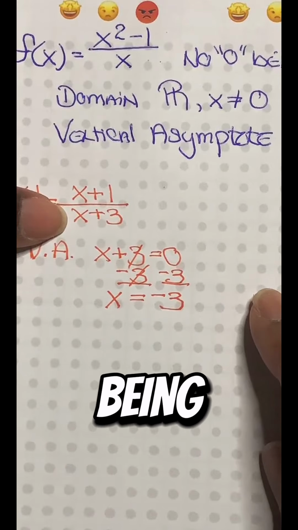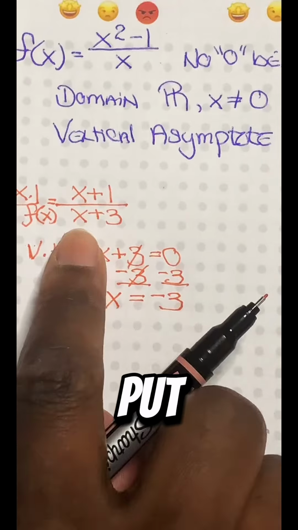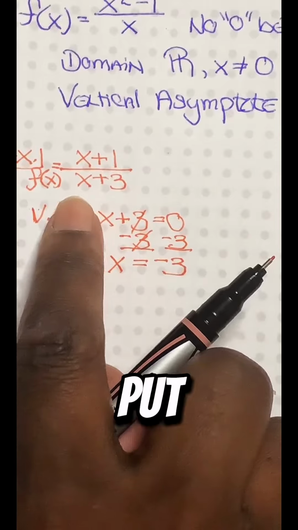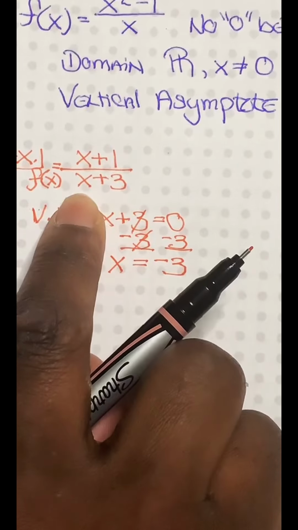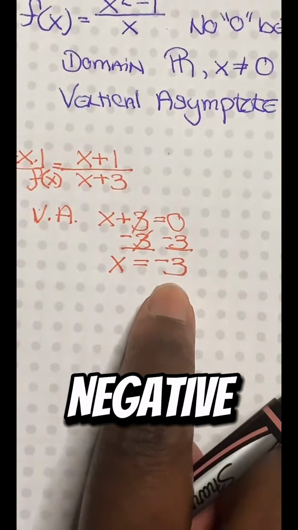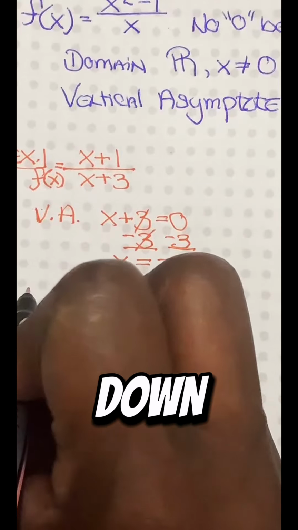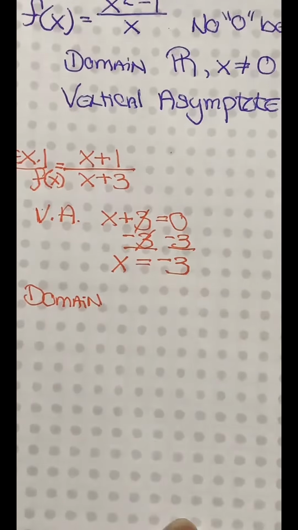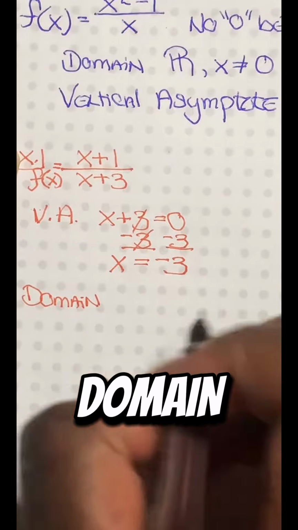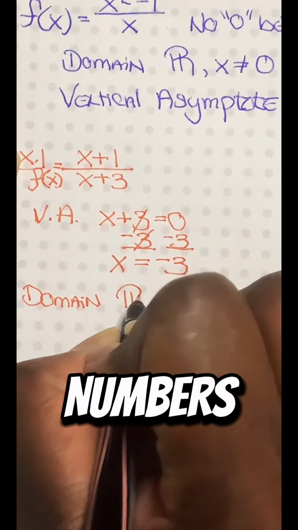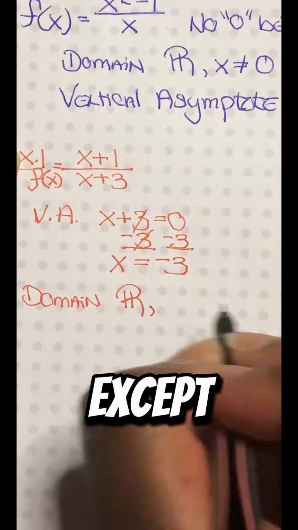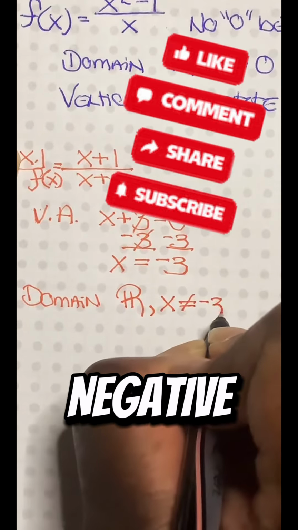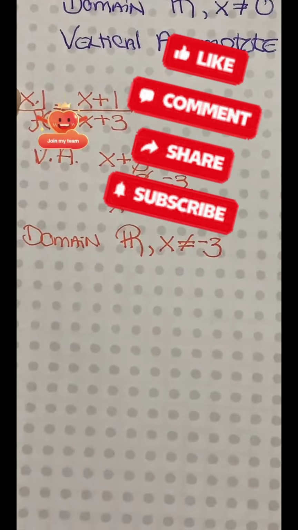So with that being said, I can put any number at all for the x, except for -3. So that's when I'm coming down to talk about my domain. Okay? So my domain can be all real numbers except for x cannot equal -3. All right.